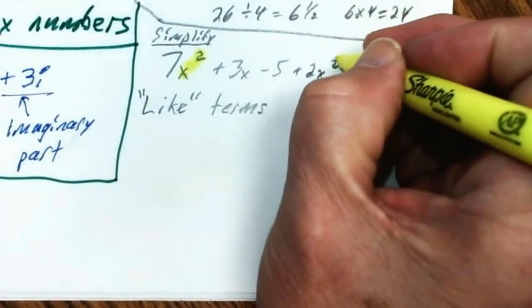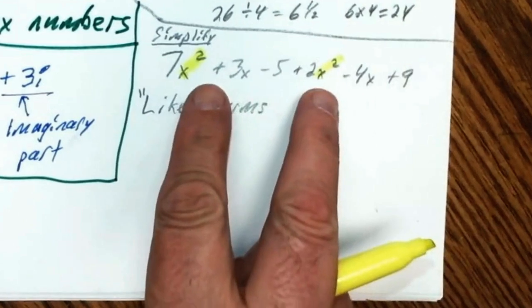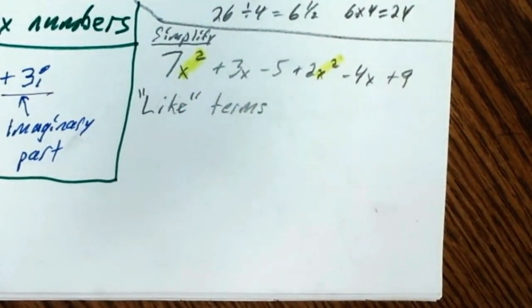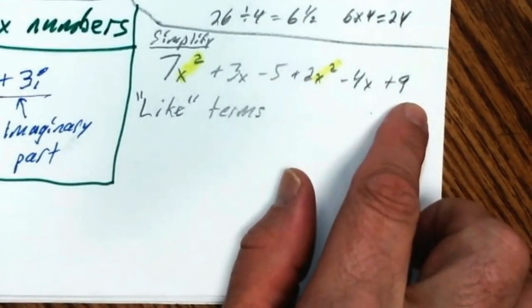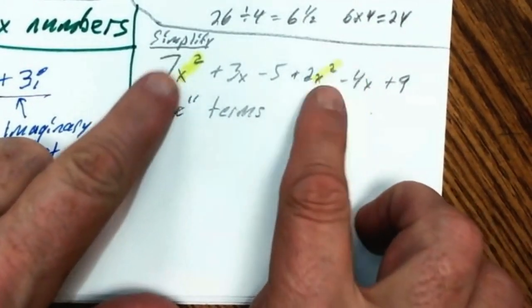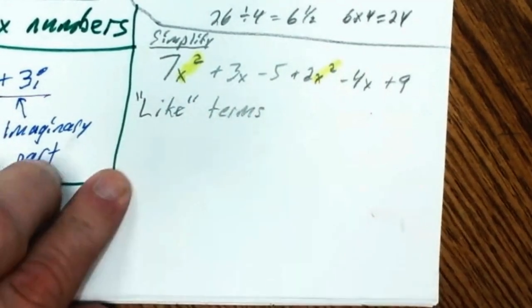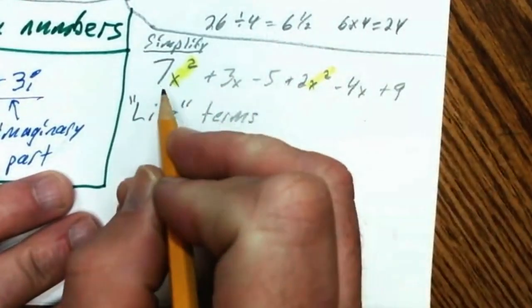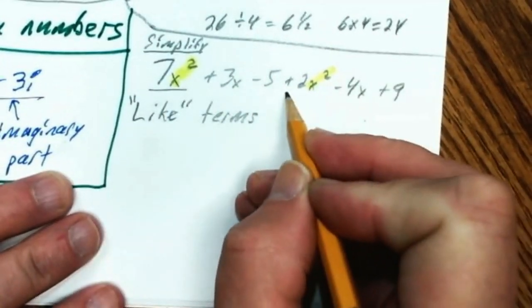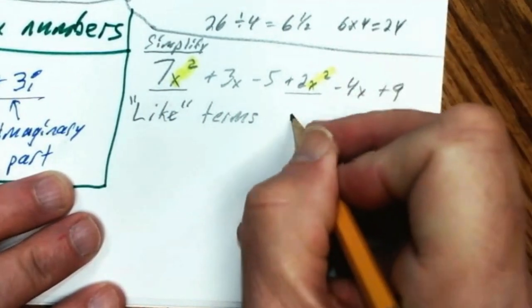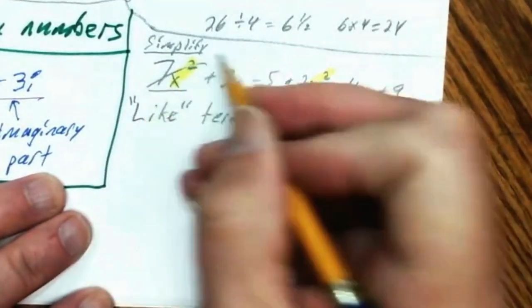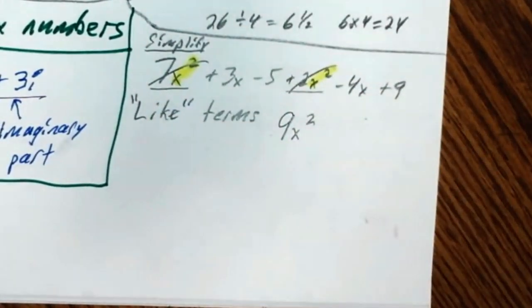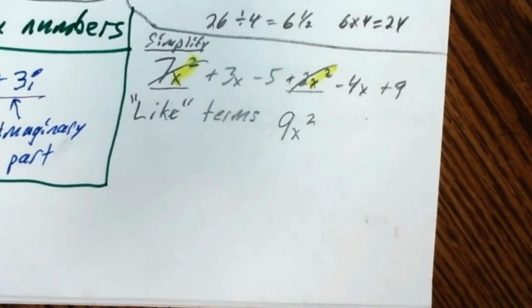But this guy down here, they have something in common. They both have an x squared. He's only got an x and nothing down here. So since these guys have something in common, they are like terms. They are like each other. So we can take 7x squared plus 2x squared, and we have 9x squared. So we've combined that one and put them together because they're buddies. They're both x squared kind of guys.